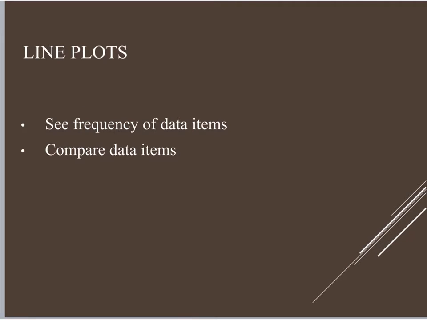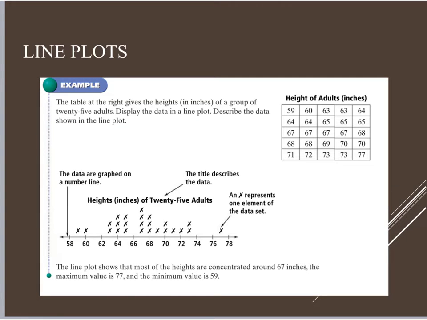Next, we have what we call line plots. Line plots allow us to see the frequency of data items and compare the data items. So here we have an example of a line plot. You can see all these little X's down here, sometimes they use dots, shows the frequency of that number occurring. So here it looks like we have heights in inches of 25 adults. At a quick glance, I can see that this number here has the most X's, and that looks like that has a height of 67 inches.